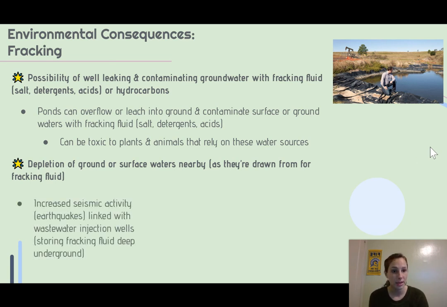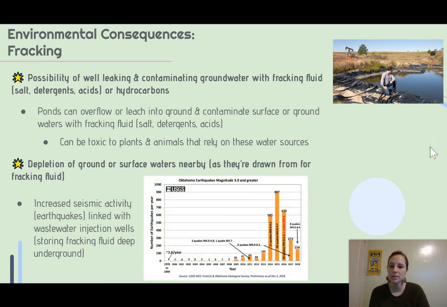Now, an interesting thing that scientists are starting to collect data on and realize is that fracking is starting to be connected with increased earthquakes because of this wastewater injecting wells and then this fracking fluid, which is being stored deep underground. So, as of this point, scientists haven't proven anything, but we're seeing some correlation. And so scientists have a hypothesis that some of these increased earthquakes are due to fracking.